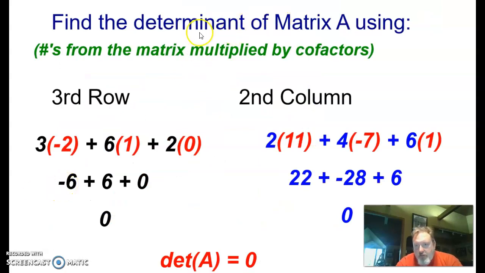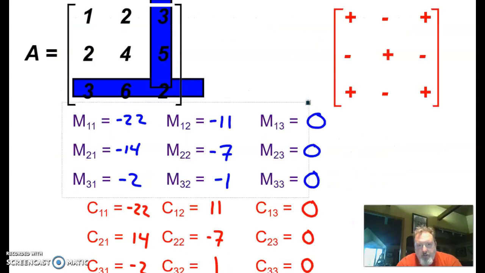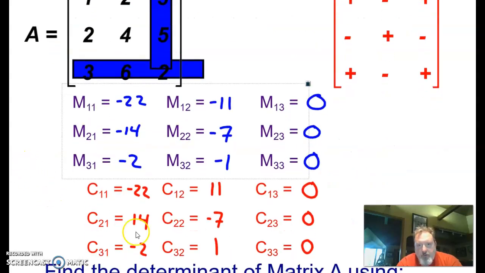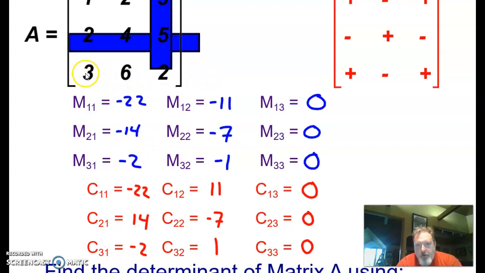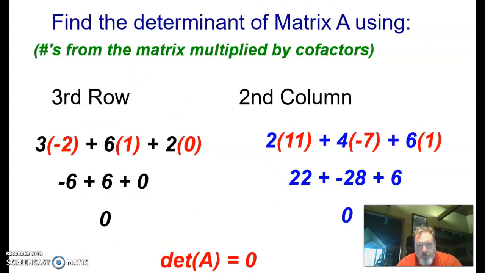So from the previous slide, we had our cofactors, and we took them in the third row. So I'm going to go back for a second here. So we have negative 2, 1, and 0, and we are going to multiply them by 3, 6, and 2. And that's what you see here. So 3, 6, and 2 are the numbers in the matrix times the third row cofactors. We add them up, and our determinant is 0.